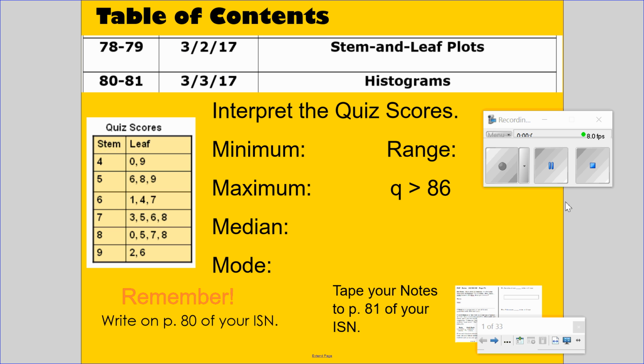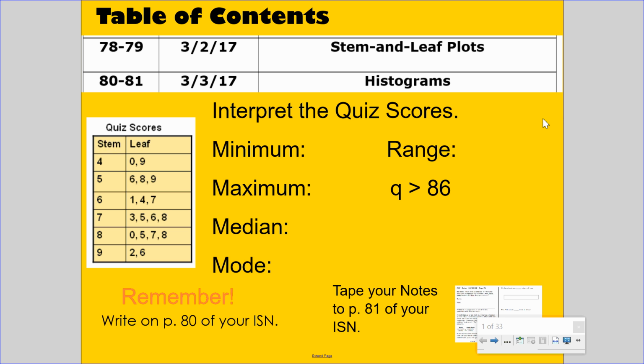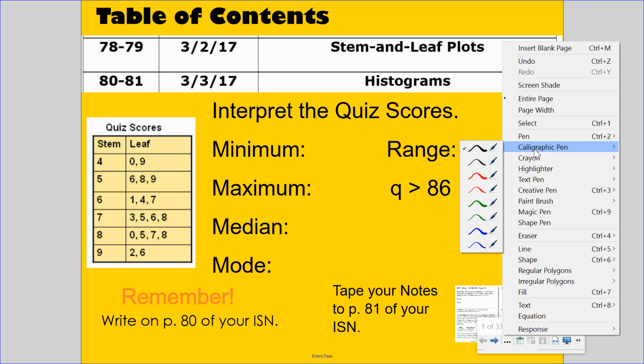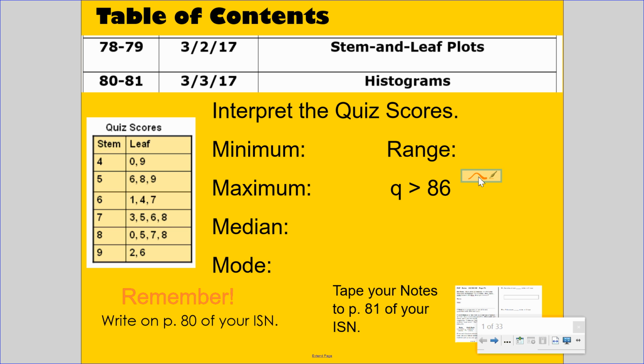Hello, this is over histograms. So, let's look at our number routine. This number routine is over what we learned previously, stem and leaf plots. In the stem and leaf plot, we want to interpret these quiz grades. Interpret means I want you to summarize.